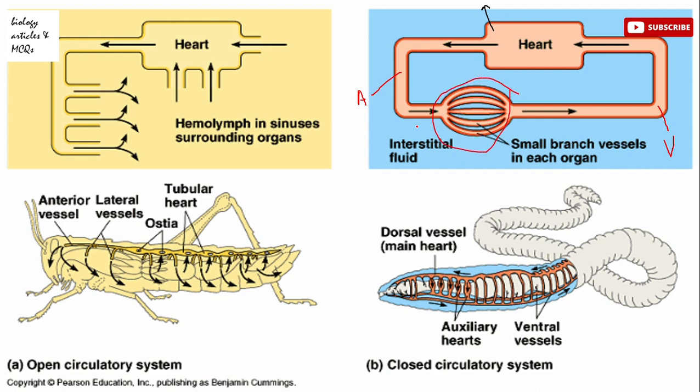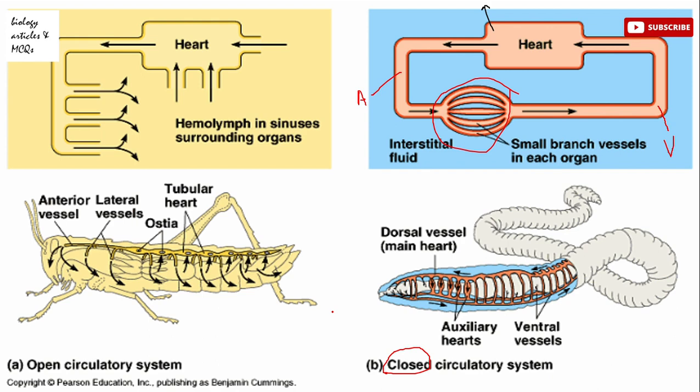Whenever the blood runs in the body, it will remain in these blood vessels and it will not come in direct contact with the other cells. Like, it will not come in direct contact with the cells of the stomach, the liver, the lungs or any other organ that is present in our body. So this system is called the closed circulatory system because the blood is flowing here in a closed manner, in a closed pathway.